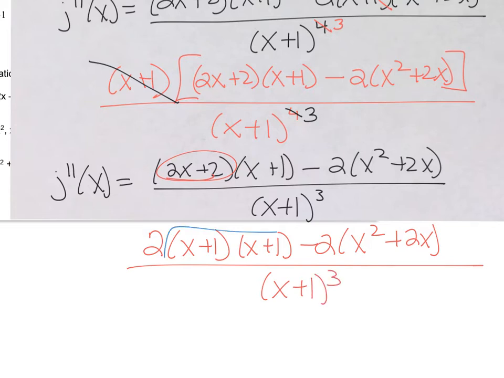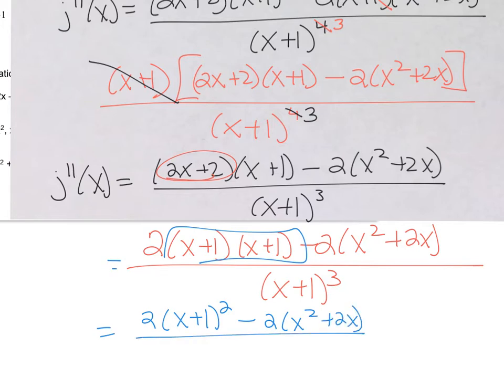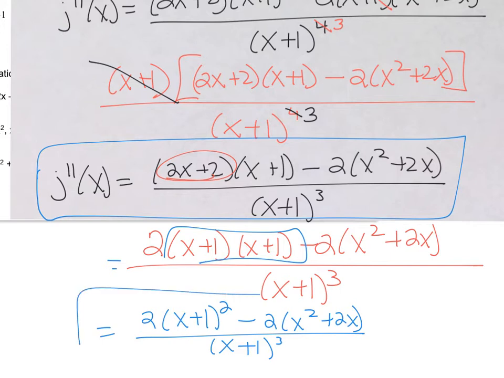And then, since these terms are the same, the way I wrote my answer on my end line is I had x plus 1 squared, and that's the final answer on my end line. Both are right. You could stop here. You could go to here. That's just a really long second derivative.